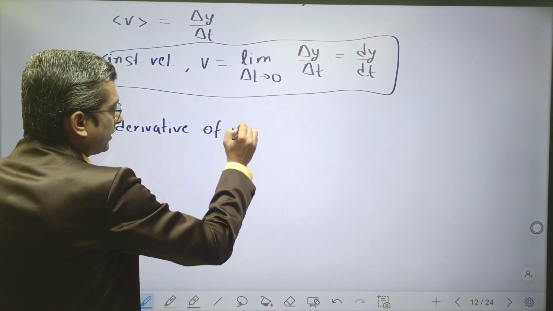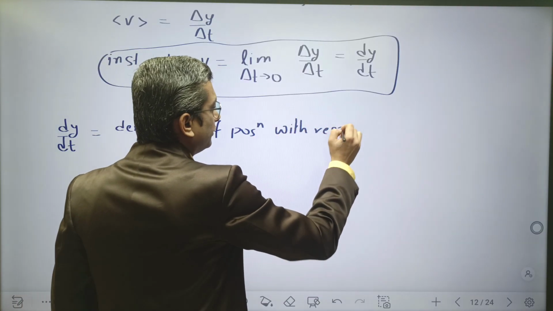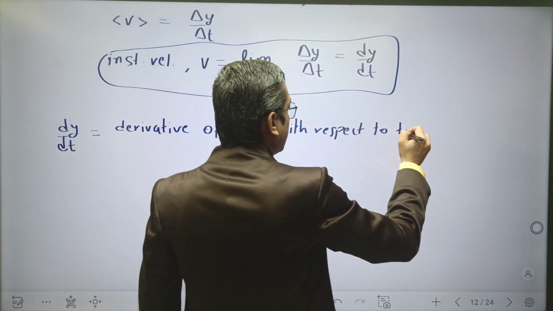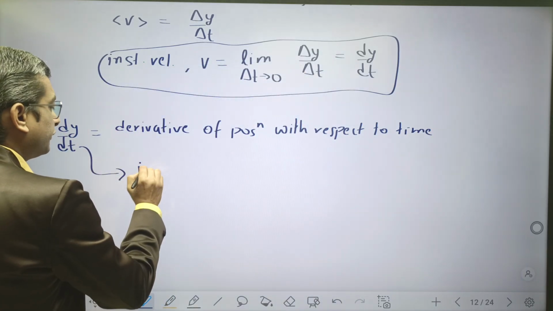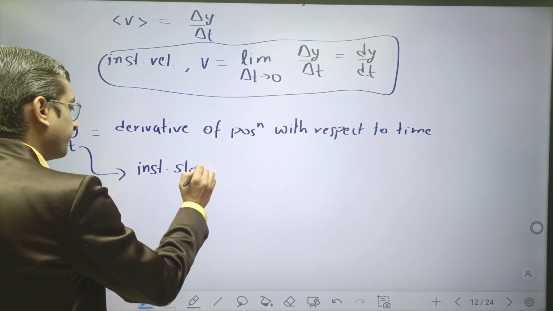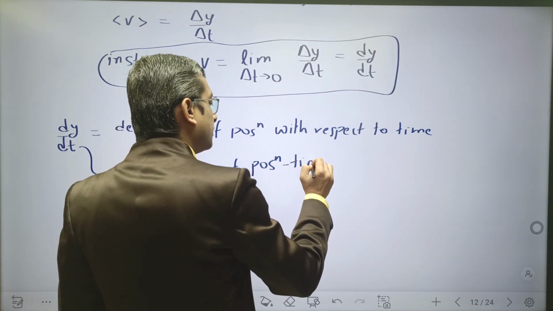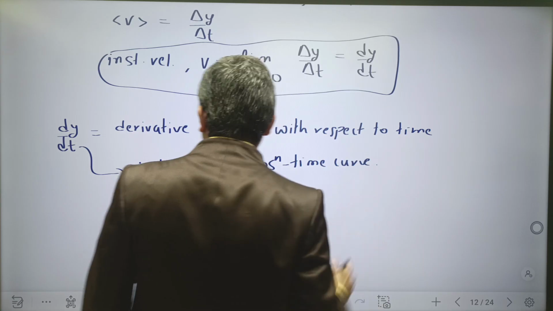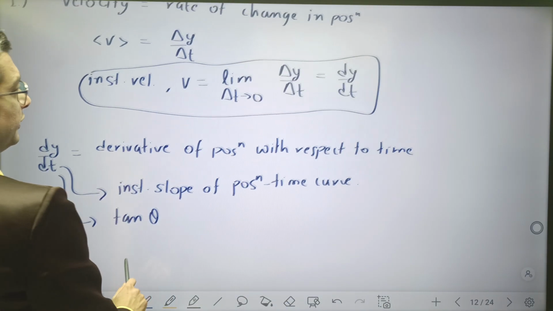And what is y here? Position. So it is the derivative of position with respect to time. Also, what is dy by dt again? This is the instantaneous slope of the position time curve. Also, this is equal to tan theta, isn't it?